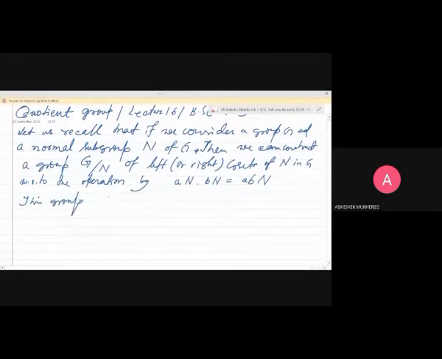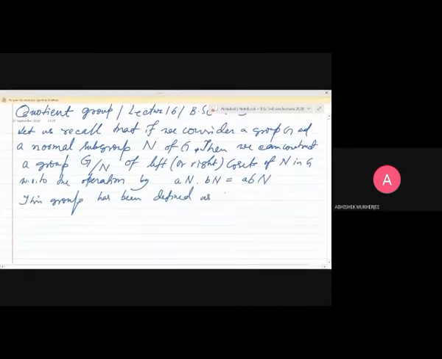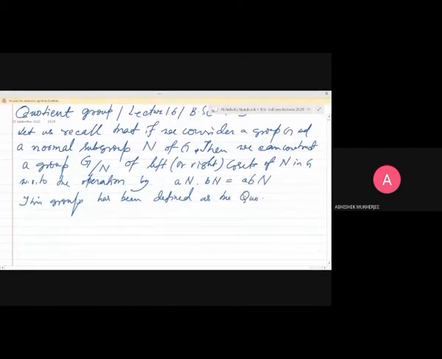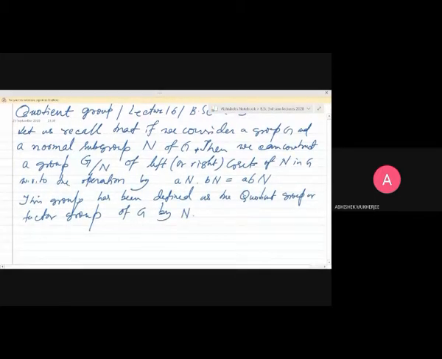the quotient group or factor group of G by the normal subgroup N. So given any normal subgroup of a group G, you can construct a quotient group. So this is a basic way of constructing new groups from the old ones using their normal subgroups.